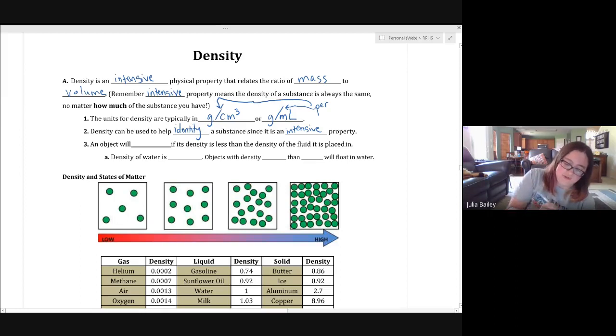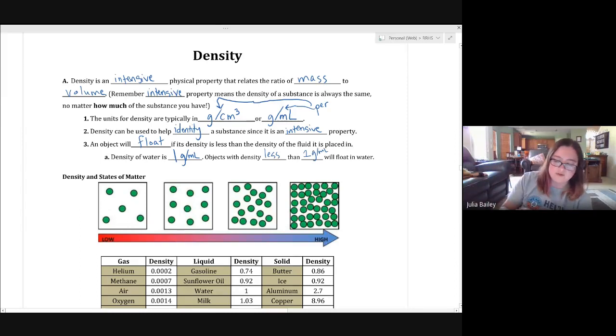An object will float if its density is less than the density of the fluid that it is placed in. The density of water is 1 gram per milliliter. So objects with a density less than 1 gram per milliliter will float in water.